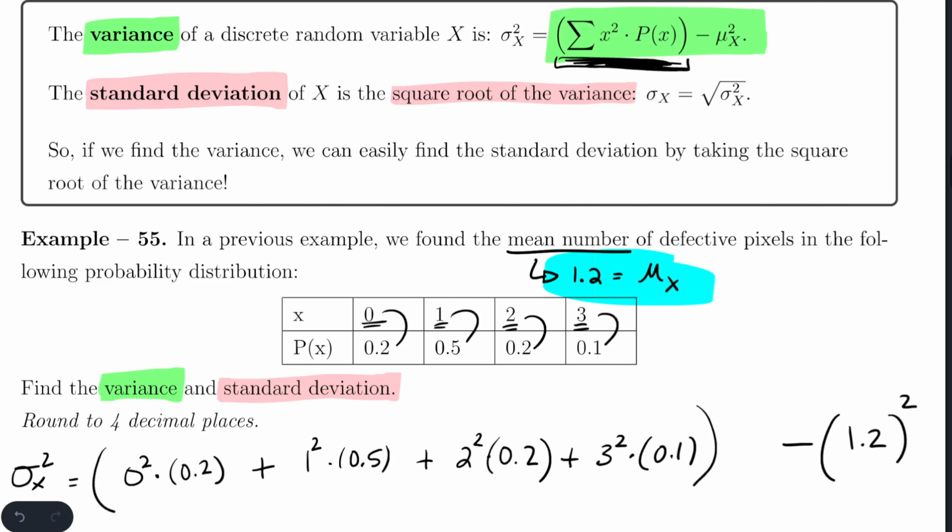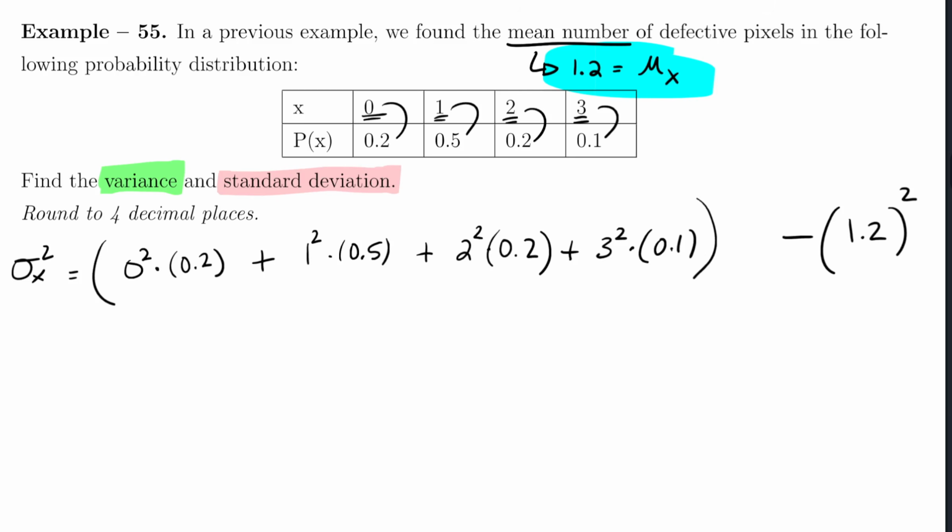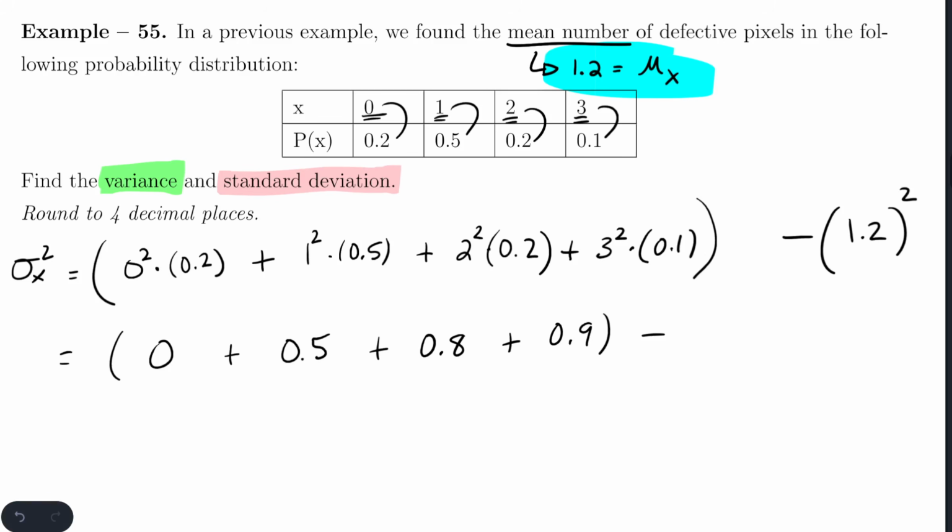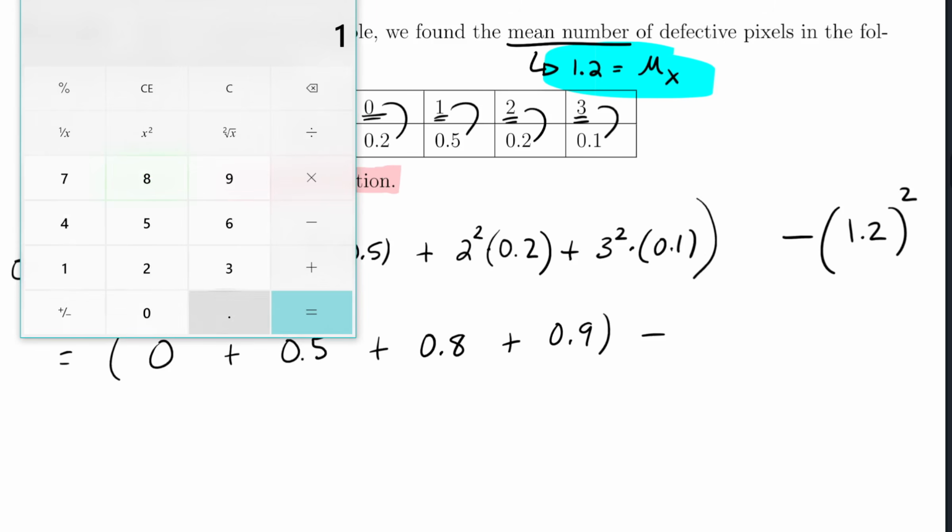I've just got to make sure I type it into the calculator correctly. Now 0 times anything is 0, so the first term is 0, plus 1 squared is 1, times 0.5 is 0.5. Okay, 2 squared is 4, times 0.2, 4 times 0.2 is 0.8. You can also type this into the calculator. 3 squared is 9, times 0.1 is 0.9, minus, now 1.2 squared, 1.2 squared is 1.44, so I'm going to subtract 1.44 once I get the first term.